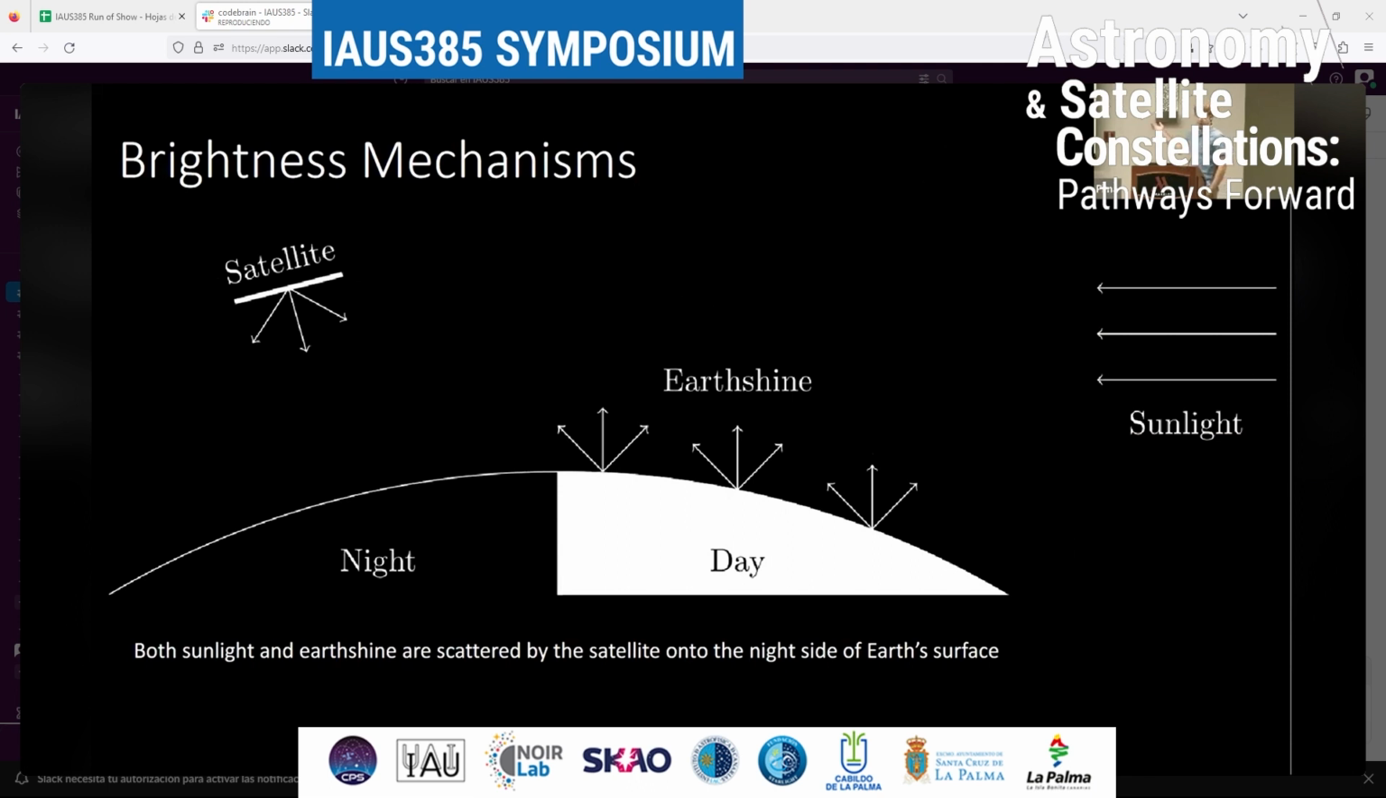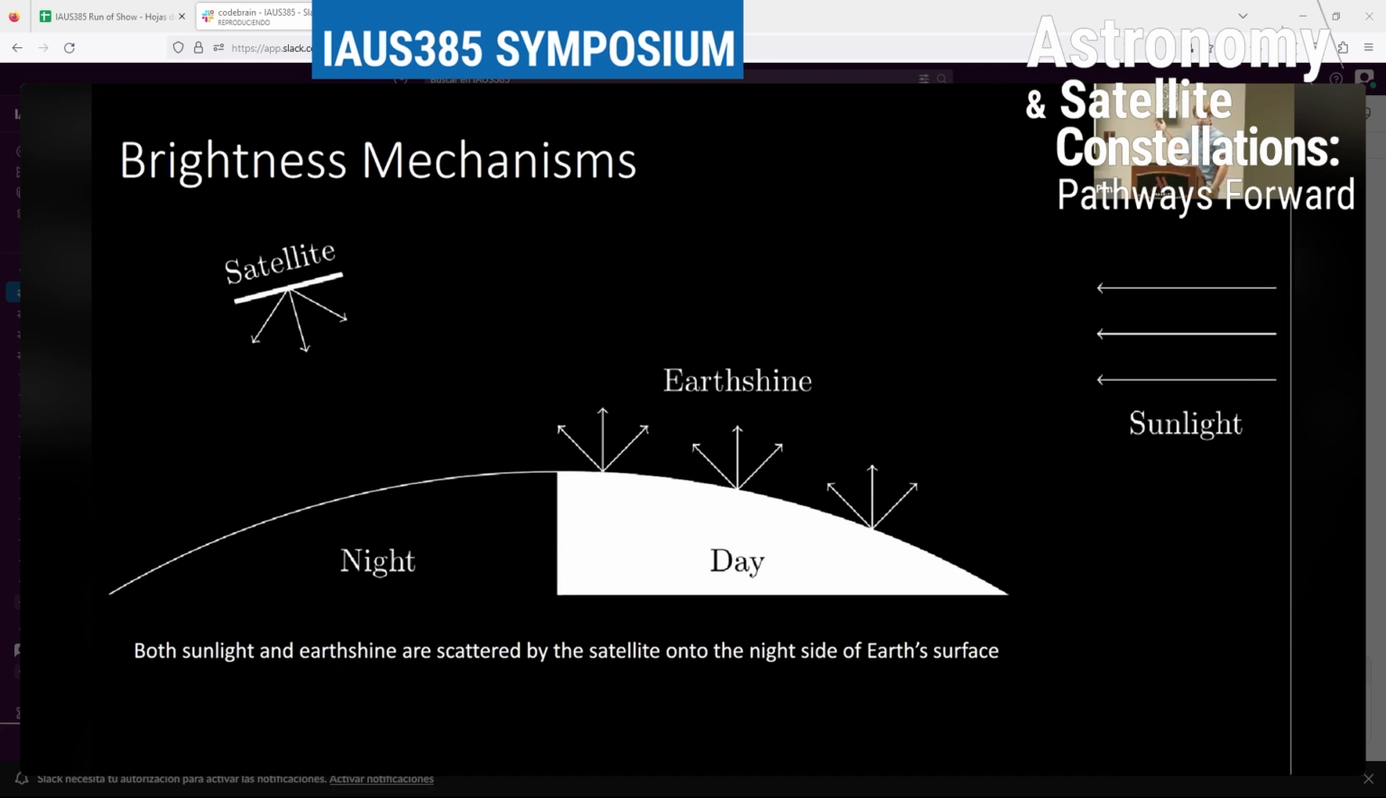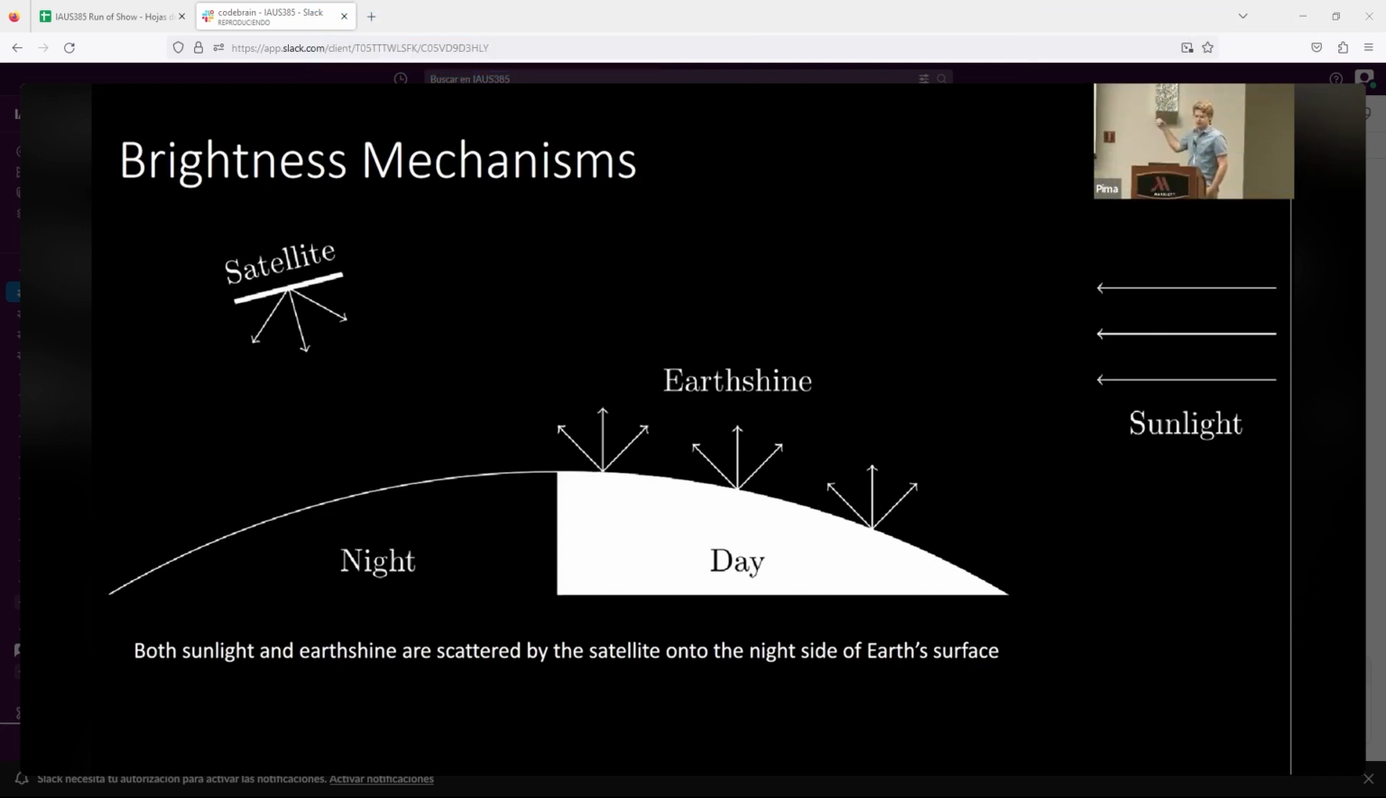Most of this talk is based on our paper, Satellite Optical Brightness, which we just published. And in the paper, we do discuss Earthshine, where light scattered from the daytime portion of the Earth's surface is scattered by the satellite, but it turns out to be a fairly small effect, and I'm just going to leave it off the table for this talk.